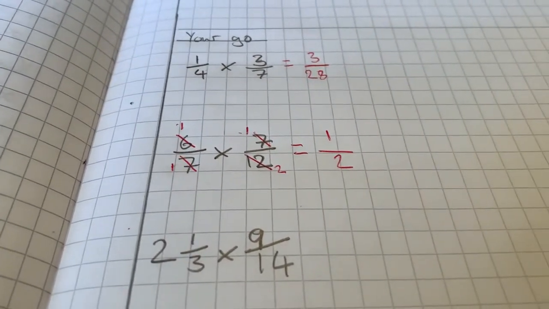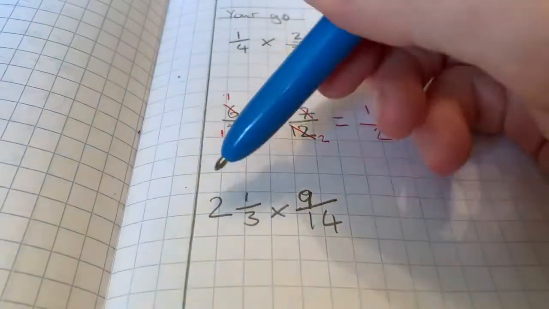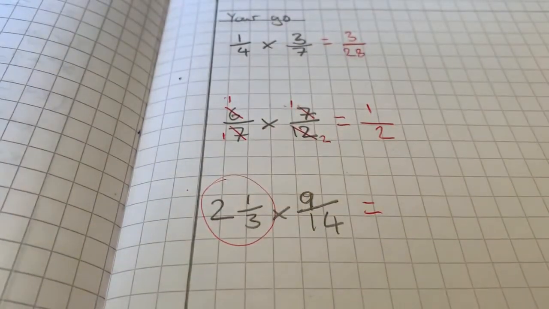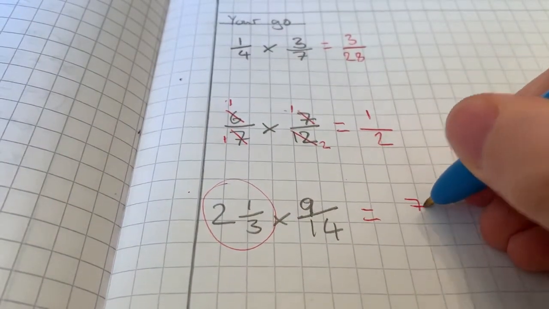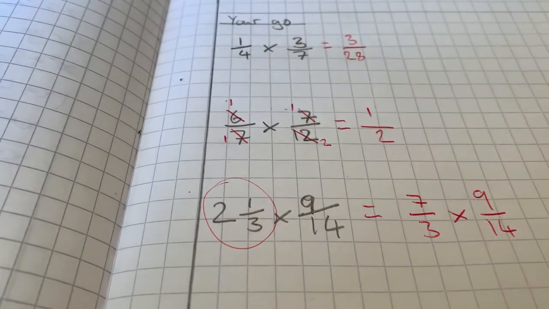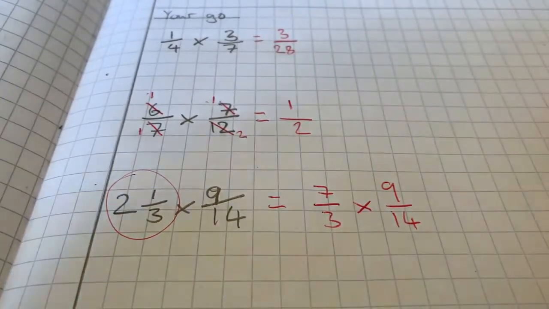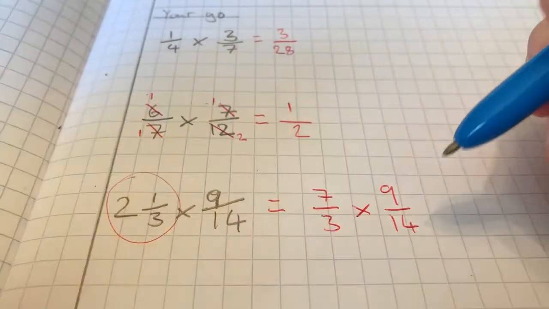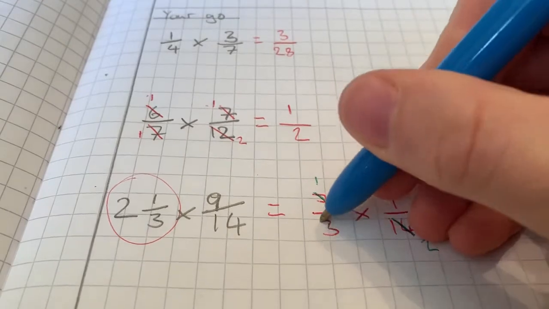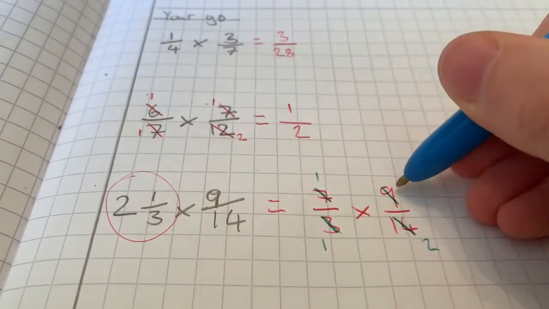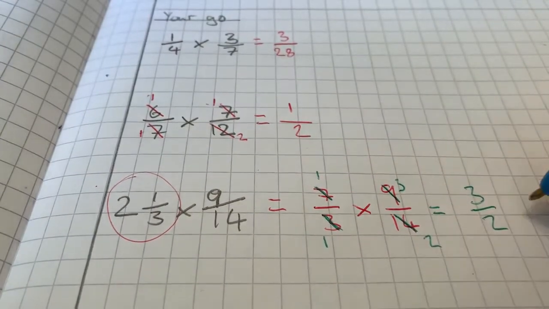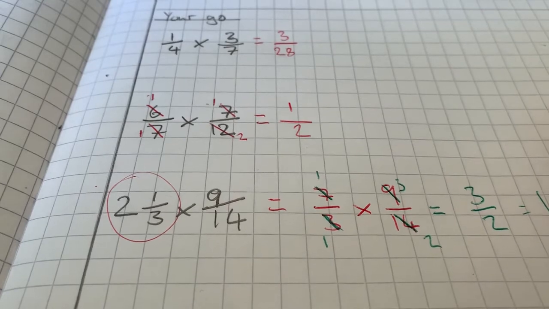And then final one here. So like I said before, turn this into an improper fraction. So 3 times 2 is 6. Add 1, we get 7. So 7 over 3 times 9 over 14. So we've got that now. We can cancel this one diagonally, the 7 and 14. They both divide by 7, so it's 1 and 2. And then 3 and 9 cancel, become 1 and 3. So that gives us a final answer of 3 over 2 or 1.5.